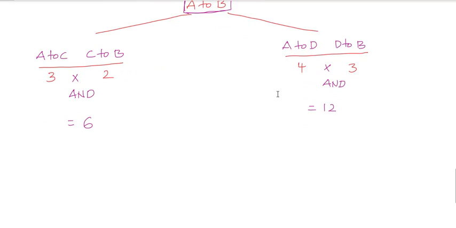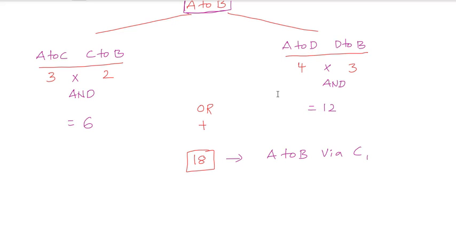But suppose I want to travel from A to B via C or via D, which conjunction do I have to use here? I have the plus conjunction, that is the OR conjunction. So total, sorry, this is total 18 possible ways to travel from A to B via C and D. Am I right or not?